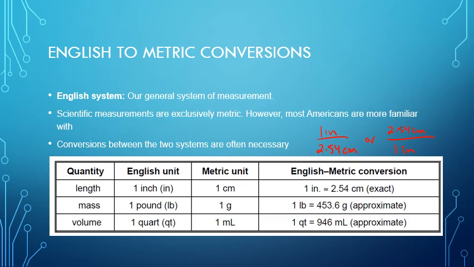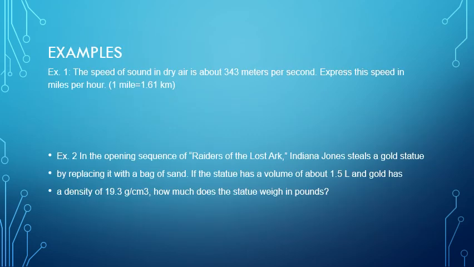In terms of mass, the English unit is a pound, the metric unit is a gram. There are approximately 453.6 grams in 1 pound. And then finally, for volume, the English unit is a quart, the metric unit is a milliliter, and 1 quart is equal to approximately 946 milliliters or 0.946 liters. So now let's look at a few example problems.